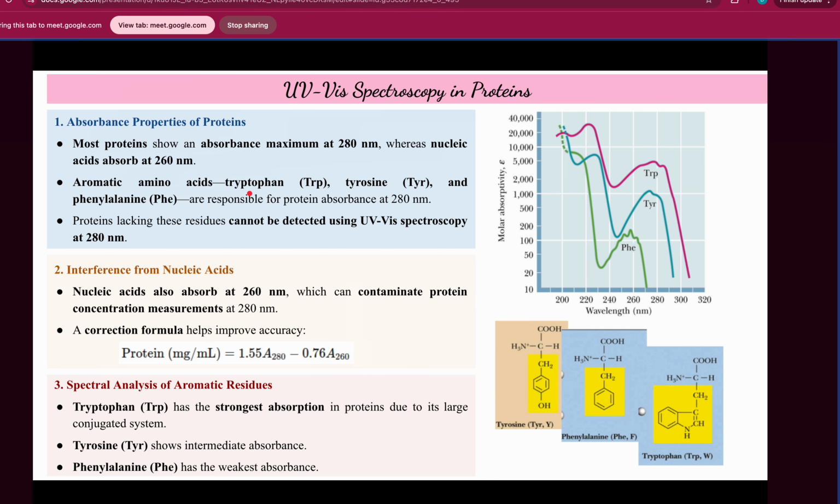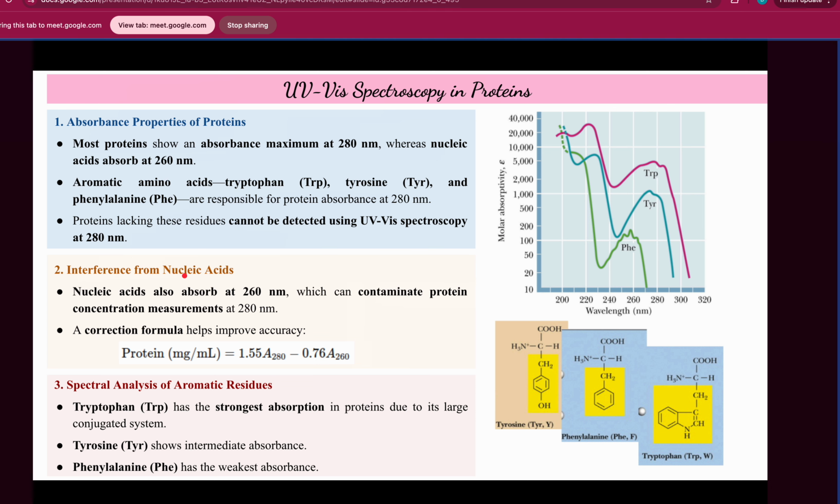Now, aromatic amino acids such as tryptophan, tyrosine, and phenylalanine are responsible for the absorbance at 280 nanometers. For example, if I have a protein which does not have any of these three amino acids, then it will not show any absorbance. In that case, whatever the intensity of the light entering the sample, it will exit with the same intensity. So these are the three key amino acids which are required for the absorbance.